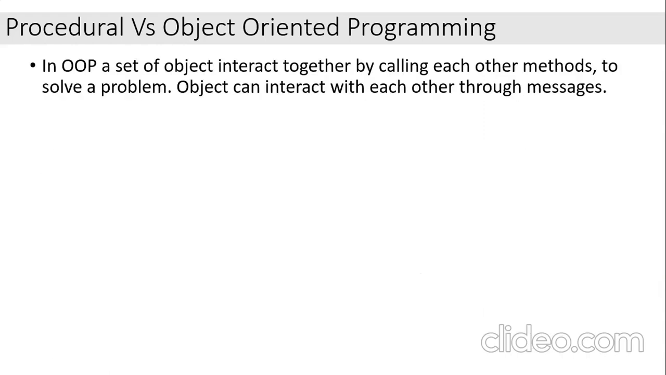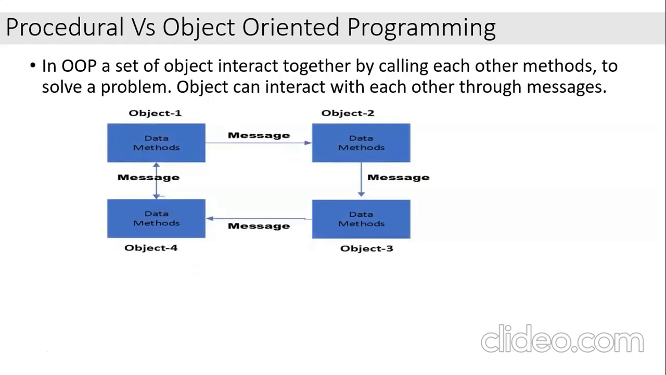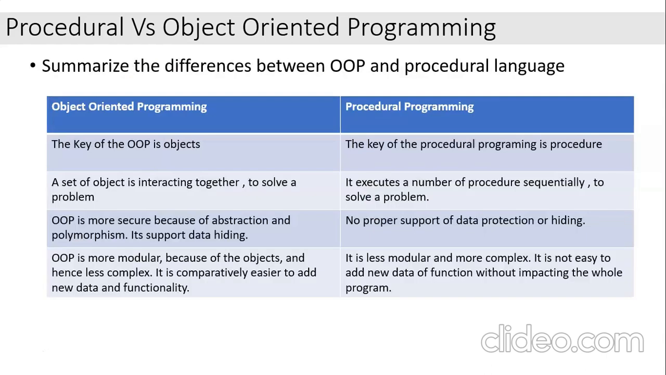In object-oriented programming, a set of objects call each other's methods to solve a problem. An object can interact with another object through a message. A message is nothing but calling the methods. Here you can see in object-oriented programming, all objects are interacting with each other through messaging to achieve solving a problem. Here I have captured the summarized information between OOP, object-oriented, and procedural language.